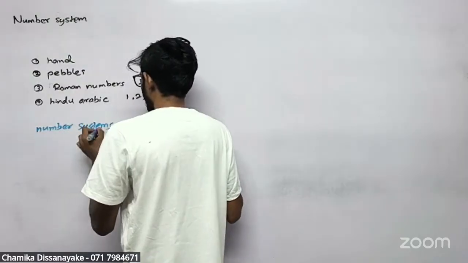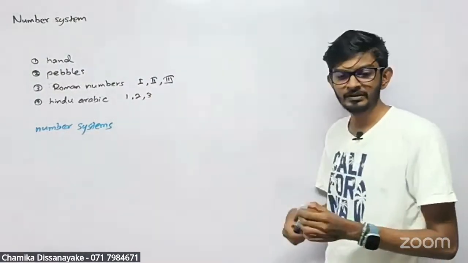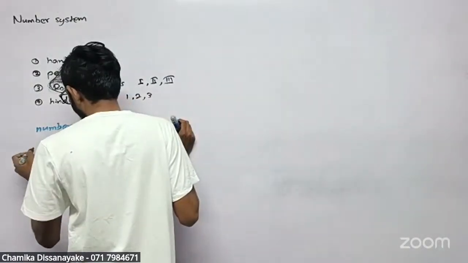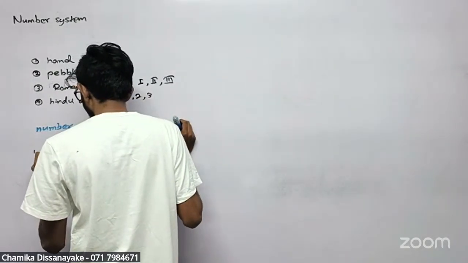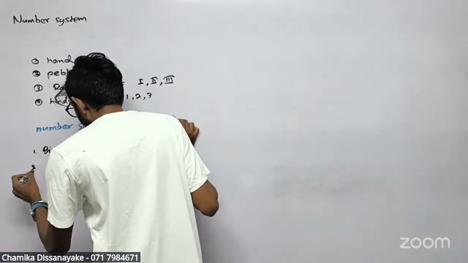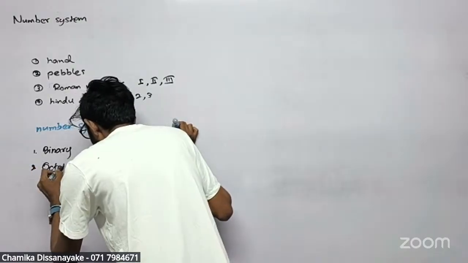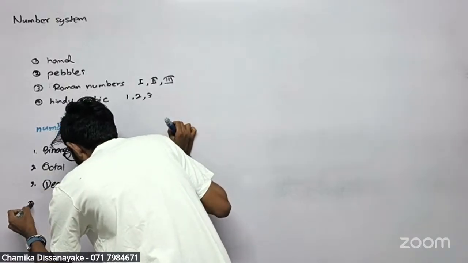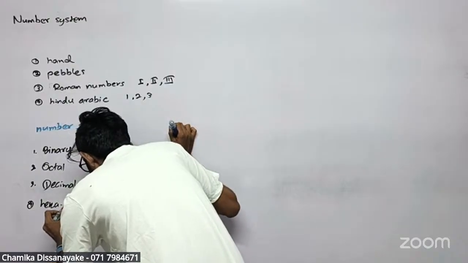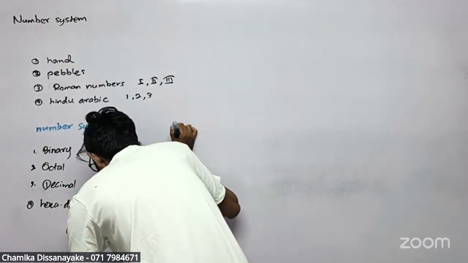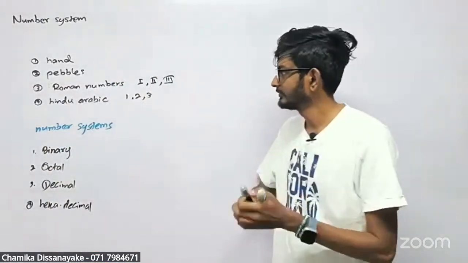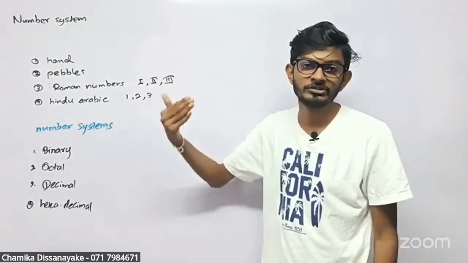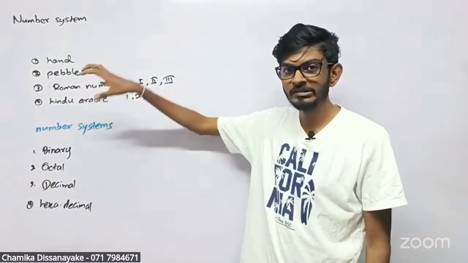Why do we need number systems? To do several calculations. So one number system is binary, and the second one is octal, and decimal. The last one is hexadecimal. Those are the number systems like this. We use these number systems in our computer to do calculations. That's called number system in our computer.